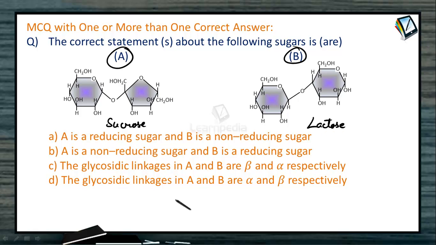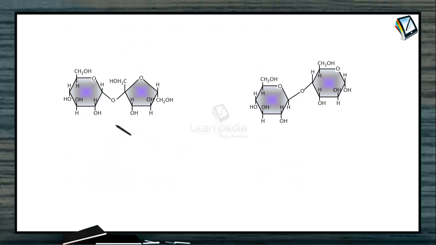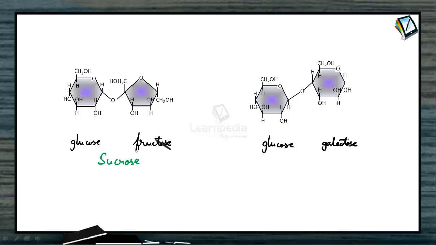Here, a sugar is said to be reducing sugar if it contains free aldehyde or ketone group. Sucrose is made up of 1 unit of glucose and 1 unit of fructose, whereas lactose is made up of 1 unit of glucose and 1 unit of galactose. Now in the case of sucrose, both in glucose as well as in fructose, the reducing ends are not free, isn't it? There is no free aldehyde or ketone group. So that is the reason why this sucrose is non-reducing in nature.